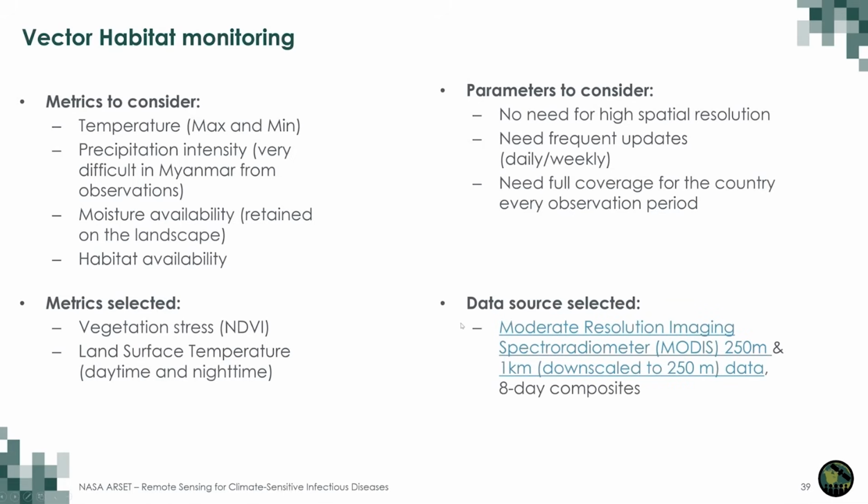As a result, we selected Moderate Resolution Imaging Spectroradiometer, MODIS, at 250 meters for vegetation stress and land surface temperature at 1 kilometer, which we later downscaled, and I will talk you through what we did. And we used 8-day composites to reduce a little bit the volume of the data that's coming in.